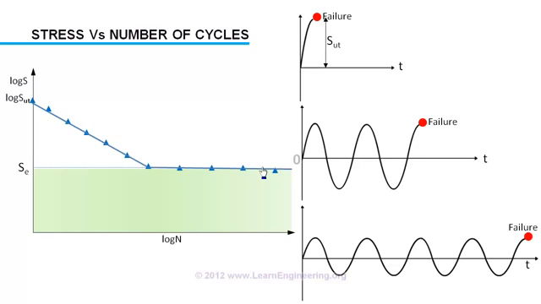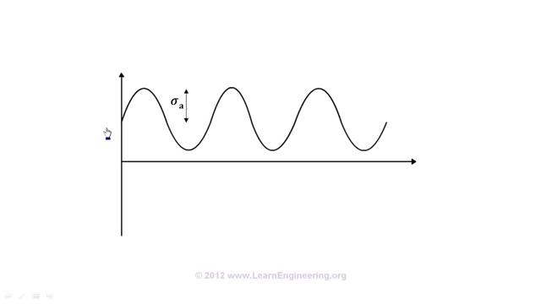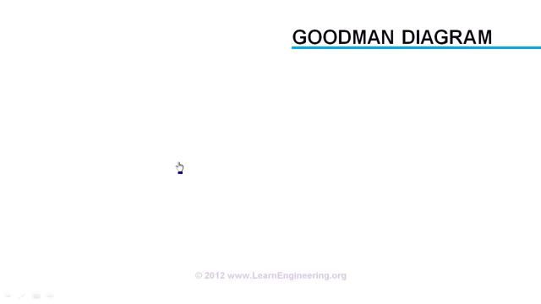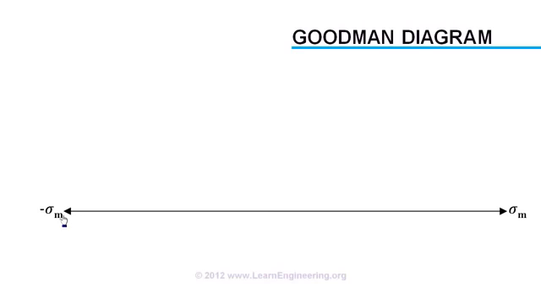But here we had a case of complete stress reversal, where the stress mean value was 0. What will be the maximum stress limit for the case where stress reversal does not happen? It has a mean value and an amplitude. For this purpose we have to use something called the Goodman diagram. In a Goodman diagram, the mean value of stress is drawn on the x-axis. The amplitude of stress is drawn on the y-axis.